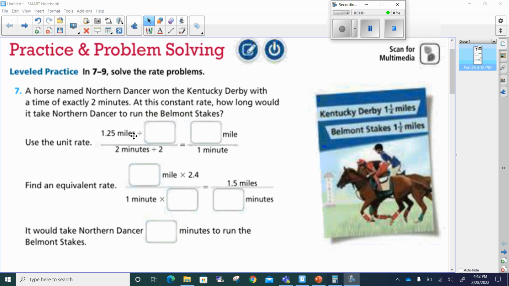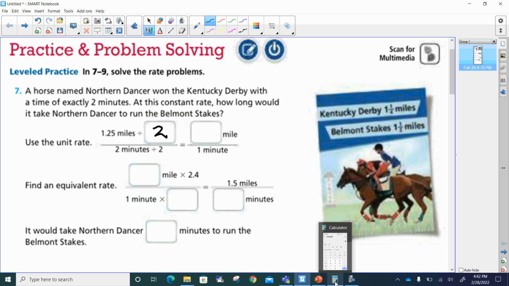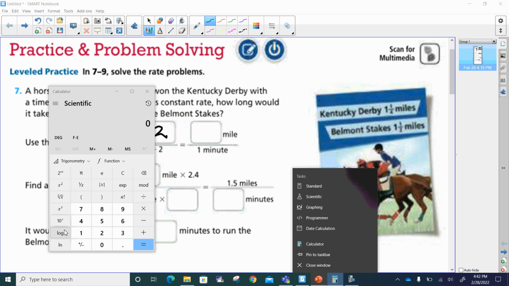So that's where they've got this 1.25. And they're dividing it by 2 minutes because you want 2 minutes. Remember, we're always trying to find out what they do in 1. So in this case, we're going to be dividing. It shows here we're dividing 2 minutes by 2 to get 1 minute, which means we have to divide 1.25 by 2, right? If you divide 1.25 by 2, I think you're going to get something like 0.625, maybe. Let's check it out.